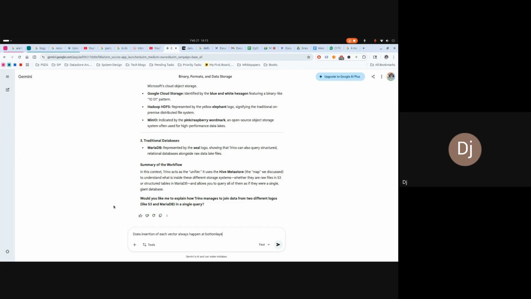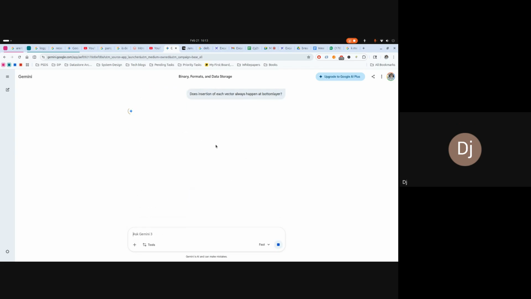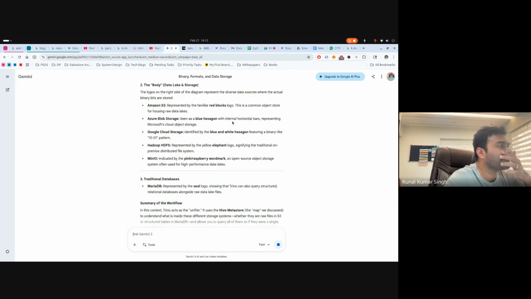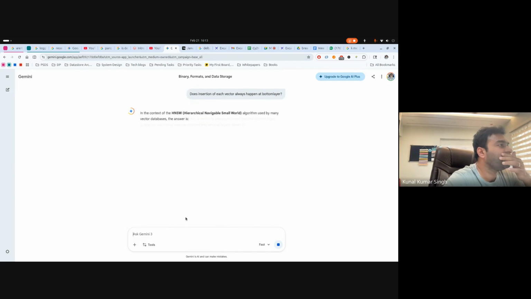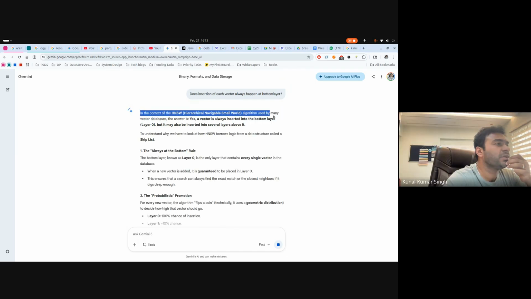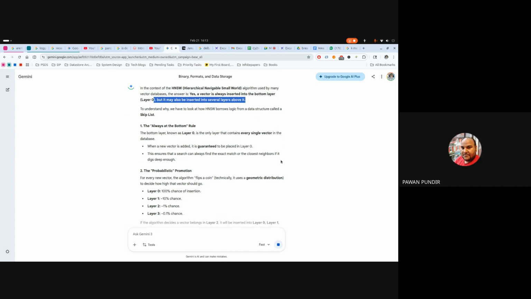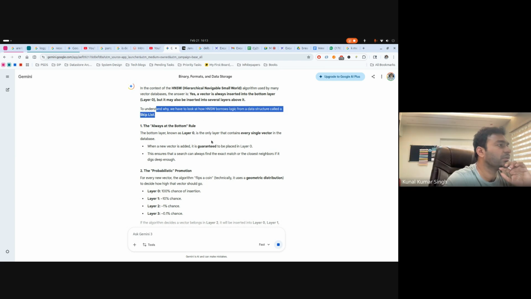In HNSW, right? No, I was discussing that in this context. Understood. In the context of the HNSW algorithm used by many layers, yes, a vector is always inserted to the bottom layer, but it may also be inserted into several layers above it. Correct. That is clear. Okay. Understand?